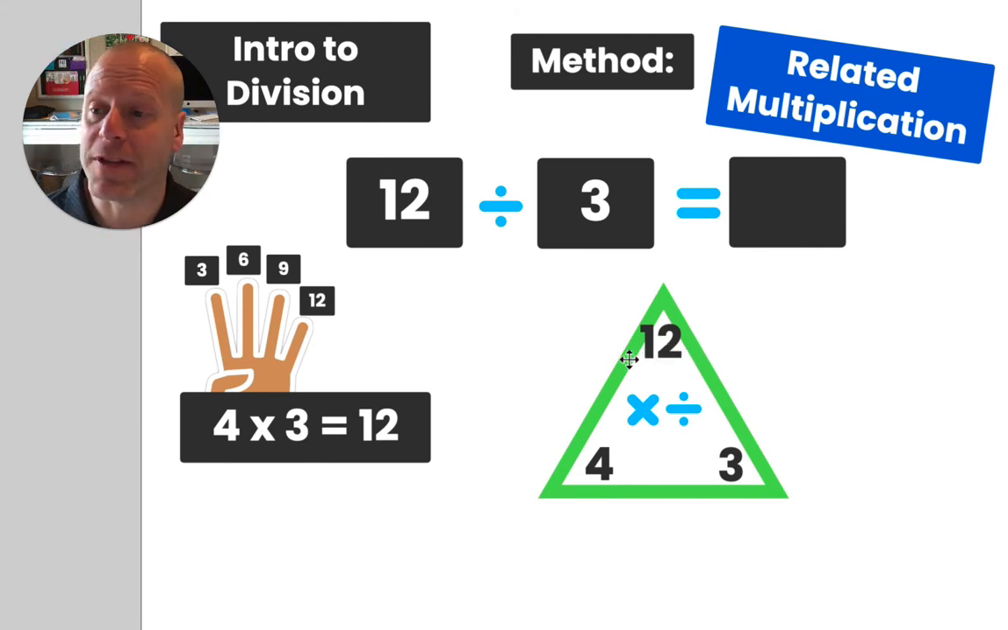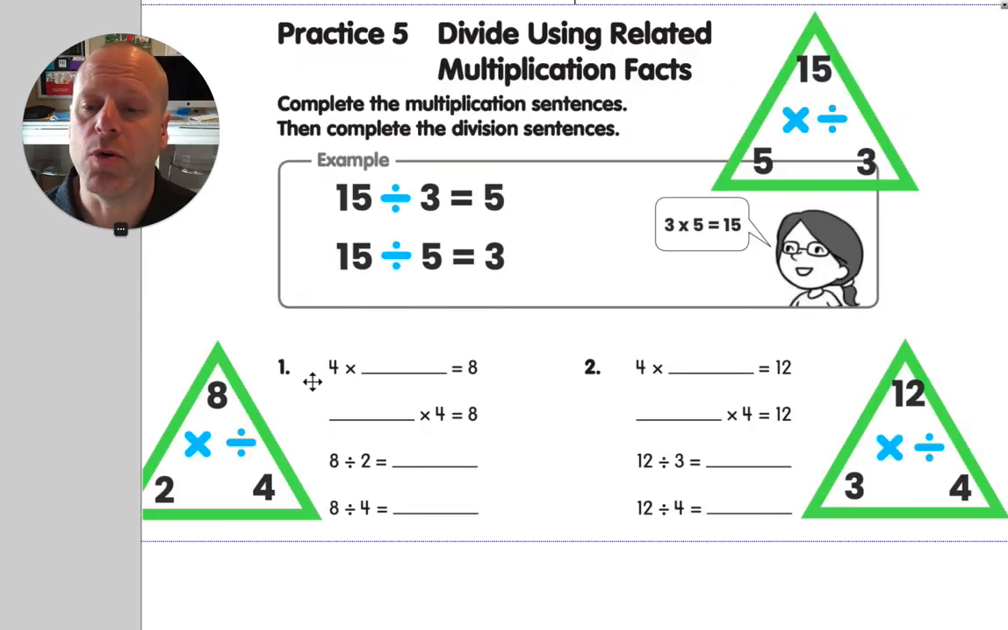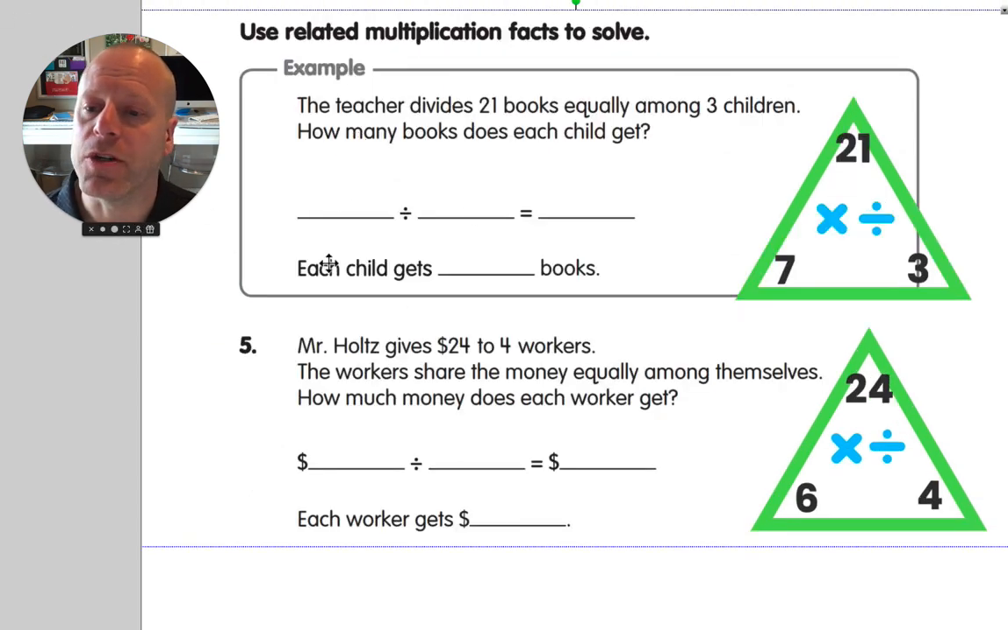All 3 of those methods are great. Choose whichever one you like. You're going to have to do problems 1 and 2, and I've given you the triangles to help you. Here's the model to kind of show you an example. And then you're going to have to do problems 5 and this other example here. And I've given you the number family to help you. You just have to figure out kind of what the problem is asking.